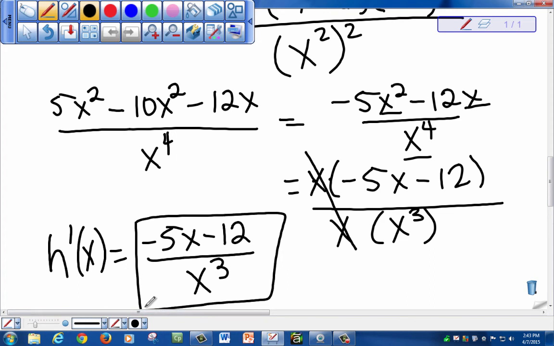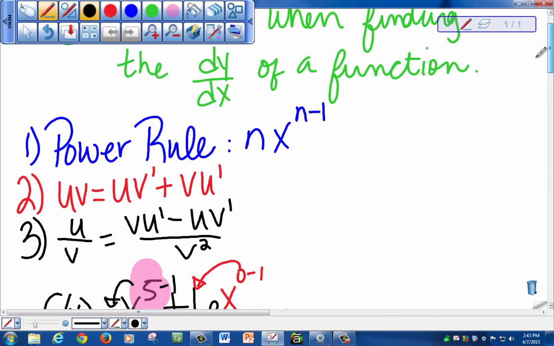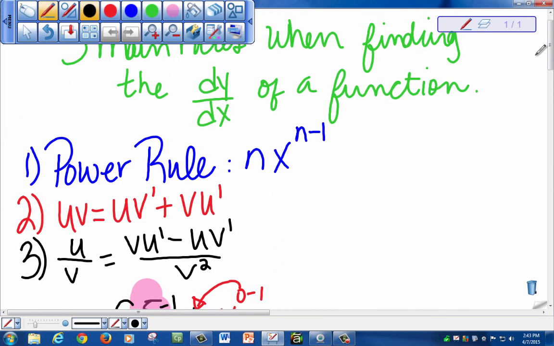So once again, we discussed the three main rules in taking the derivative. They were the general power rule, the product rule, and the quotient rule.